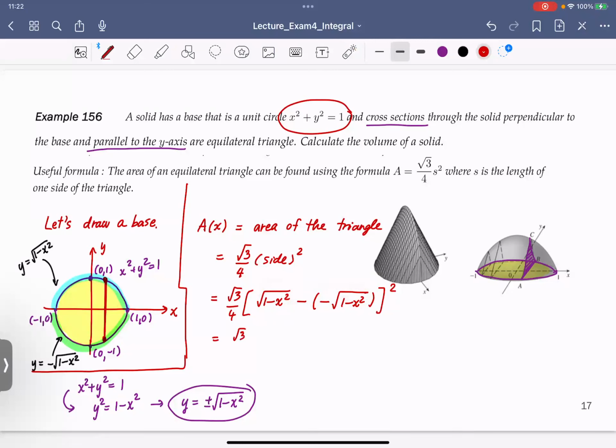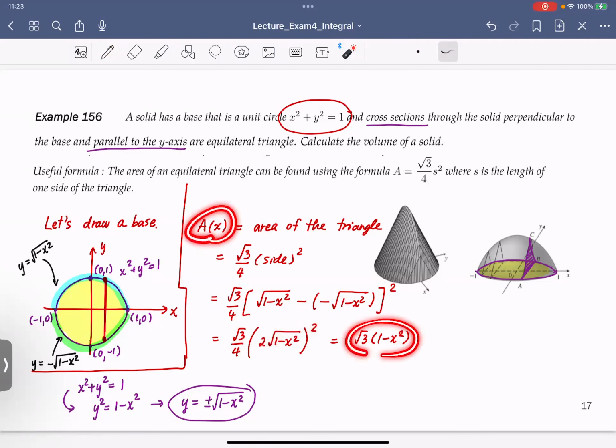So you're going to have root 3 over 4, and then here you have 2 times square root 1 minus x squared, and then square, right? Because same term, you can group it up, and then you clear everything, so you square everything, so you're going to have root 3 times 1 minus x squared. Just this one, right? Because root 3 is going to stay, 4 is going to cancel with this 2, and then that square root sign is going to cancel with this 2, so you have that. So A(x) is just this one.